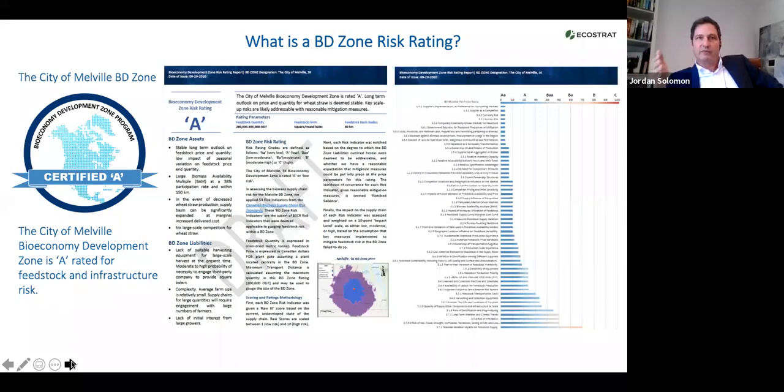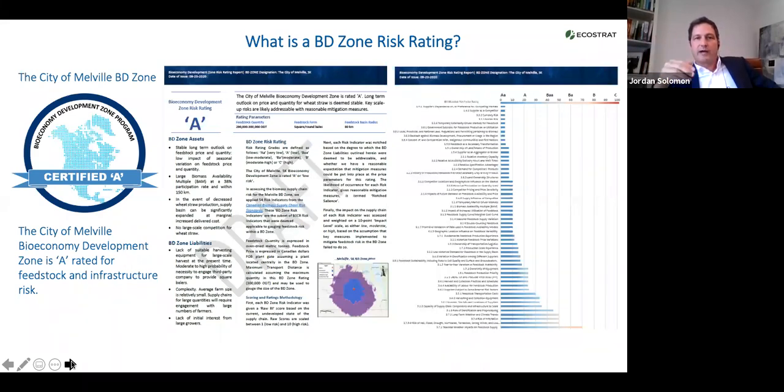Now, the value of the program is that it uses recognized standards to identify and rate low-risk BD zones. And this is so important. They do it in a way that the capital markets trust, and in a way that the economic development agencies can promote. It gives our economic development agencies around the country something they can promote.